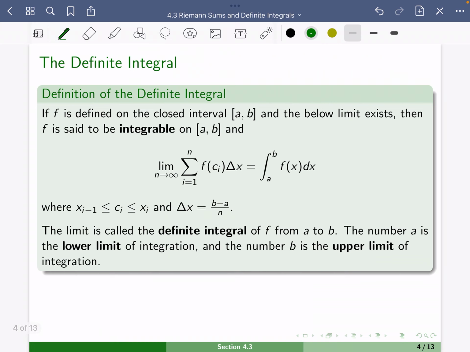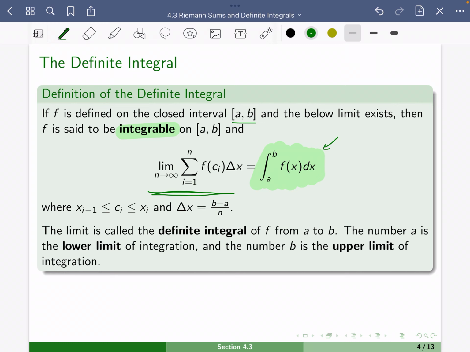So the definition of a definite integral. If f is defined on a closed interval from a to b, and the limit below exists, so this limit right here exists, then f is said to be integrable, right? It's able to be integrated, it's integrable, on that closed interval from a to b, and that limit, we can rewrite in shorthand in this way. So this is the definite integral.